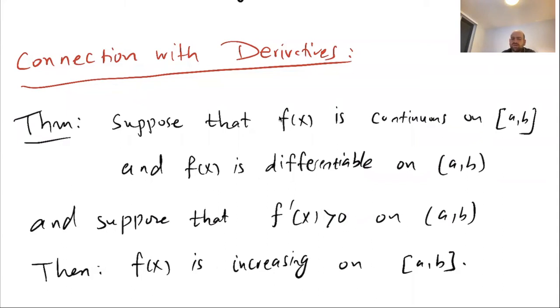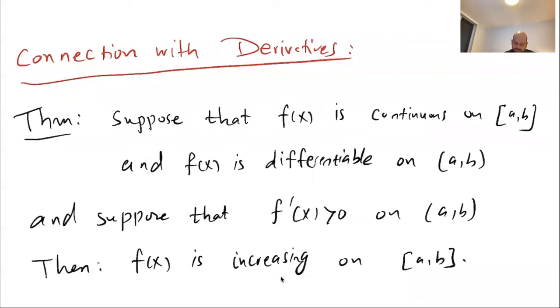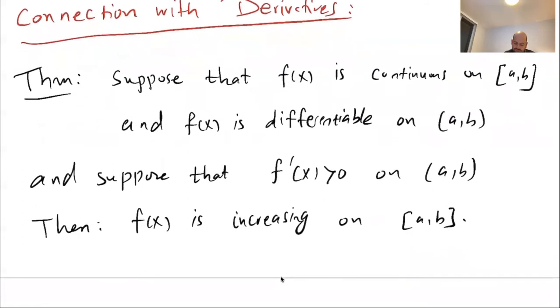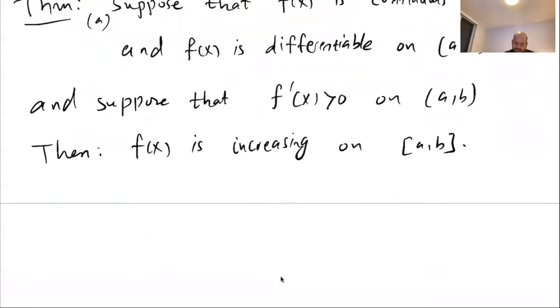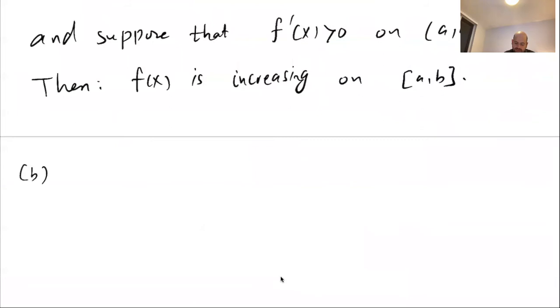So under these circumstances, if f prime is positive for every x between a and b, then we can say f is increasing on the closed interval a and b, meaning that whenever you have two values x1, x2 chosen from this closed interval with x1 less than x2, then f of x1 is less than f of x2. So this is part A of the theorem.